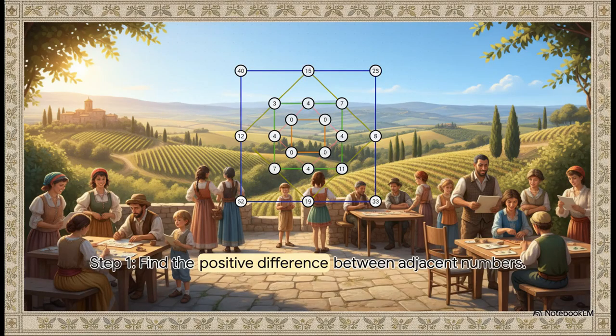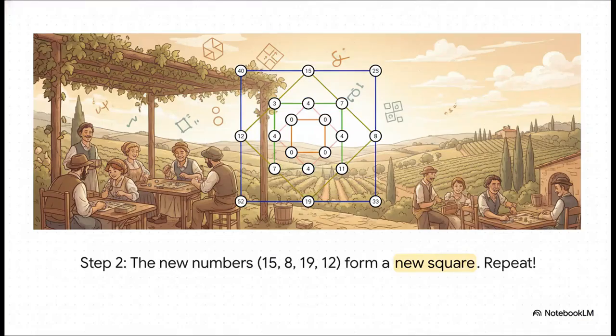So here's the rule. You just find the difference between each neighboring number. That's it. Just subtract the smaller one from the bigger one. So between 40 and 25, the difference is 15. Then, moving around the square, between 25 and 33, it's 8. Next up, the difference between 33 and 52 is 19, and to close the loop, the difference between 52 and our first number, 40, is 12. And just like that, we've got a brand new set of four numbers, 15, 8, 19, and 12. These become the corners of our next, slightly smaller square.